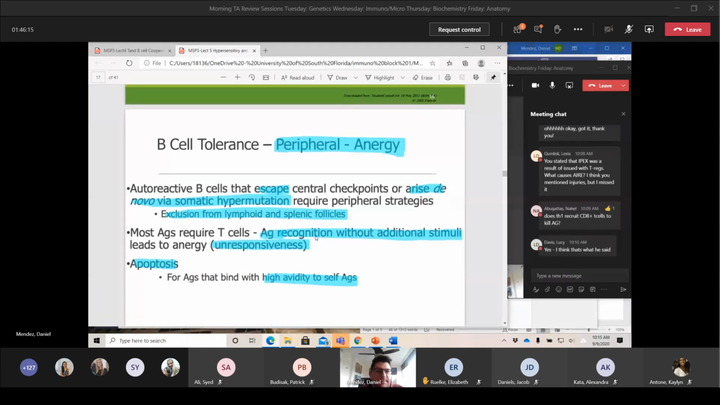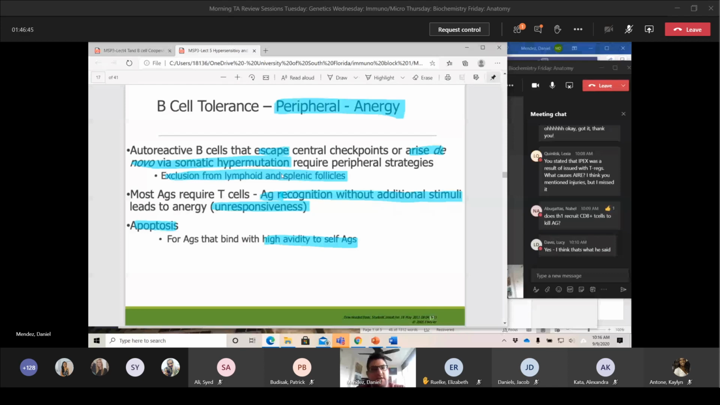So peripheral anergy. Autoreactive B cells that escape these checkpoints can arise de novo through hypermutation. So they are excluded from lymphoid and splenic follicles. They're just kind of around in the periphery. Most antigens require T cells, so antigen recognition without additional stimuli. And if it's unresponsive, if it has anergy, once again, we will get to the process of apoptosis. So when you think B cell, any sort of B cell tolerance, you are just killing it. You are not inactivating it.